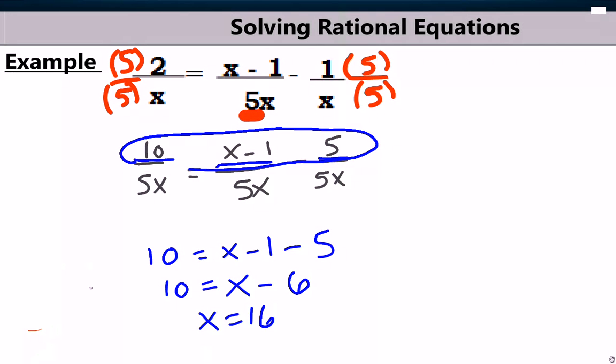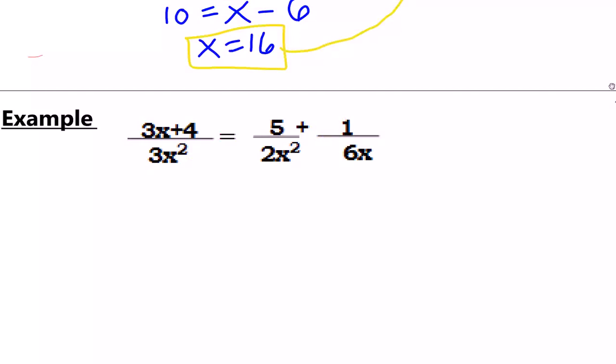Now, I do need to double check and make sure I don't get something called an extraneous solution. So if I plugged that into my original, would I be able to do that? Yes, I can have 16 and whatever 5 times 16 is in the denominator. But I always need to make sure that I don't end up getting a solution that makes my original equation equal to 0 in the denominator. So that's it for the first one.